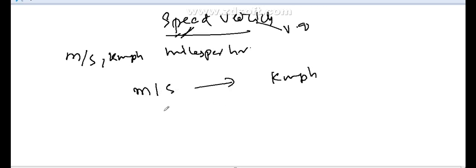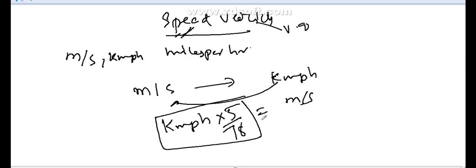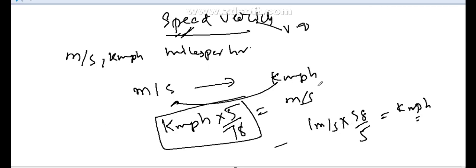Normally this conversion will come in the exam, so I will give you a shortcut. If you want to convert from kilometer per hour to meter per second, you just multiply by 5 by 18. To convert meter per second to kilometer per hour, multiply by 18 by 5. Remember this formula. You will use it.